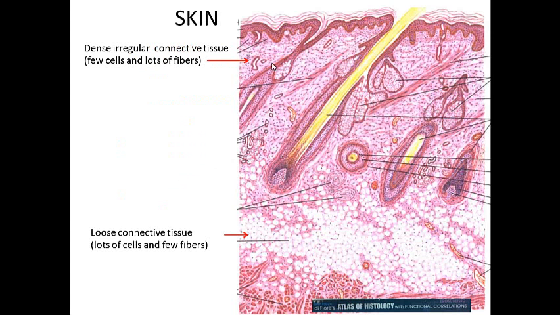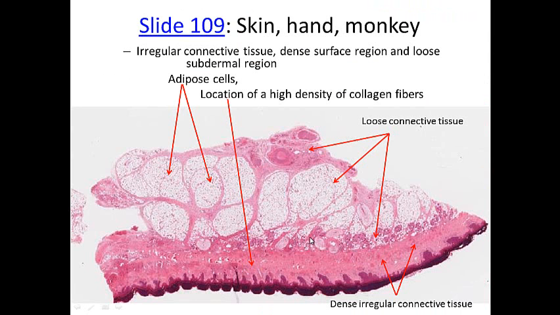And if we look, skin has epidermis and a dermis. The dermis is the connective tissue. And right underneath the epidermis, you have dense, irregular connective tissue. That is, the fibers run in different directions. You have few cells and lots of fibers. But if you go on down deeper to where you have fat, the hypodermis, you can see loose connective tissue, lots of cells, and not many fibers that we can see.